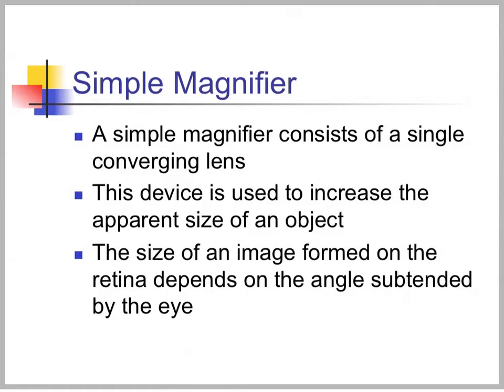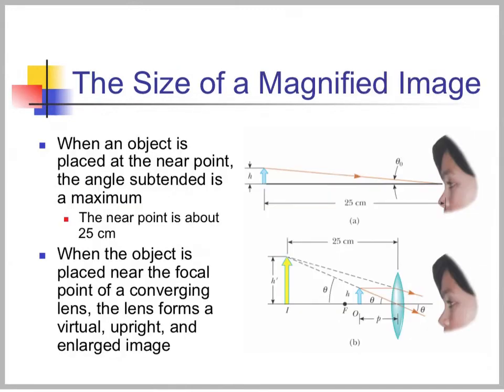Now, a simple magnifier is an optical instrument that's just a single converging lens. It's used to increase the apparent size of an object. The size of an image formed on the retina depends on the angle subtended by the eye. So when an object is placed at the near point, the angle subtended is at a maximum. The near point, let's say, is about 25 centimeters.